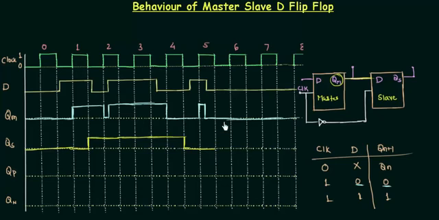And for this low pulse, QM is low and it will remain low throughout. So this is my QS signal. You can see it is very easy to draw once you have the truth table for the D flip-flop.